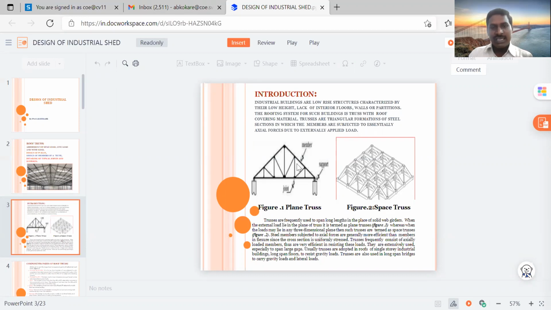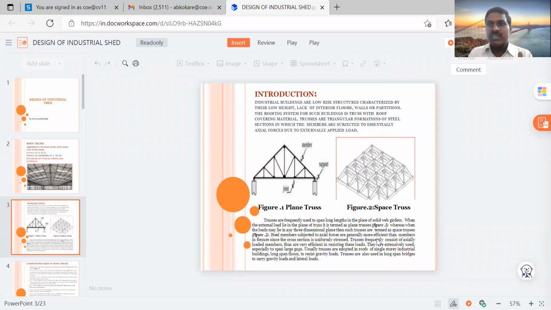Plane truss means if you see in one direction view, and in this space truss we have taken the photograph, or we are seeing the truss in the plan. So here plane truss is nothing but the external load lies in the plane of the truss, we can call it a plane truss. Whereas in the space truss, the load lies in the three-dimensional plane. So we can term it as the space truss.